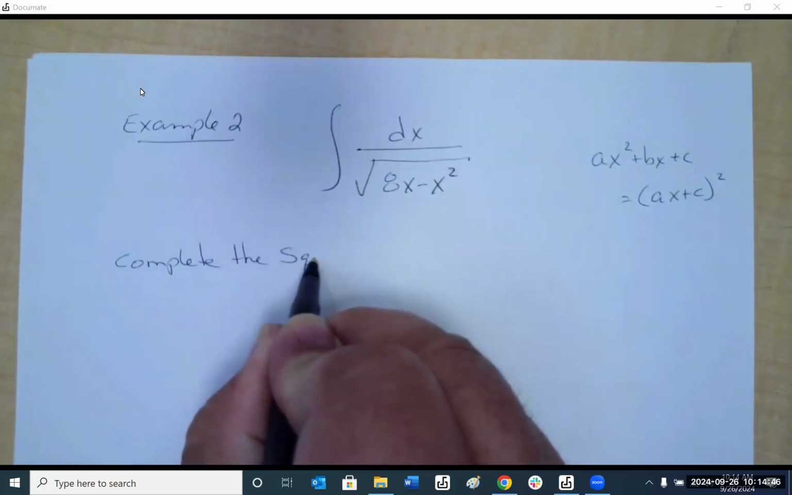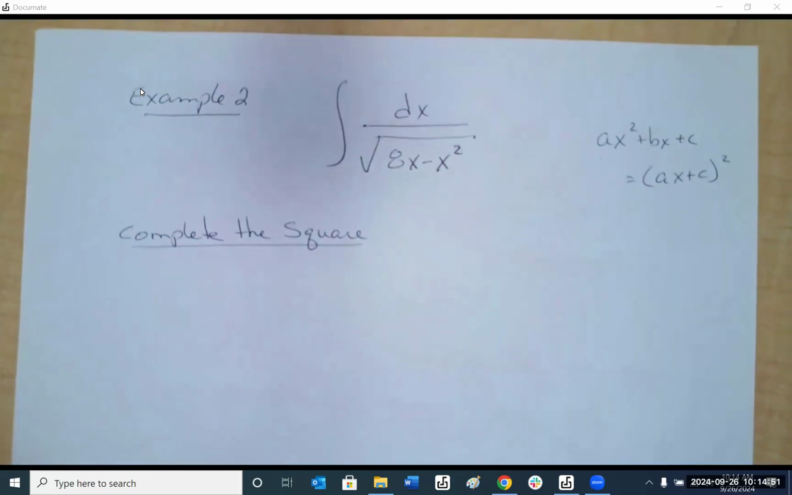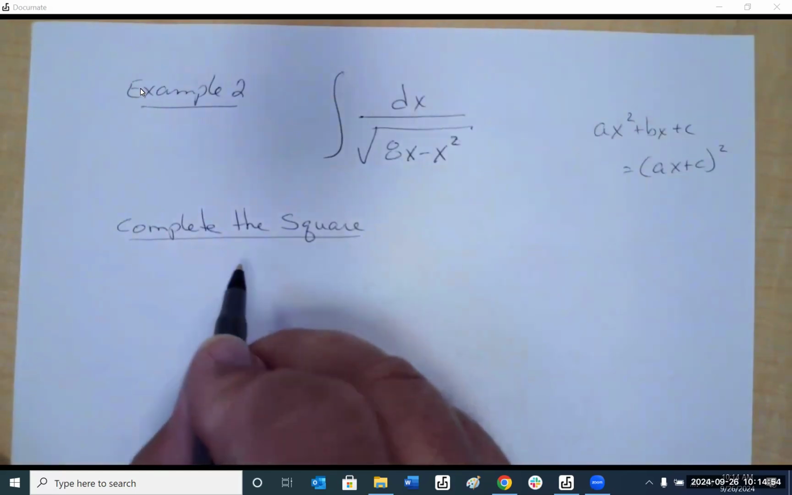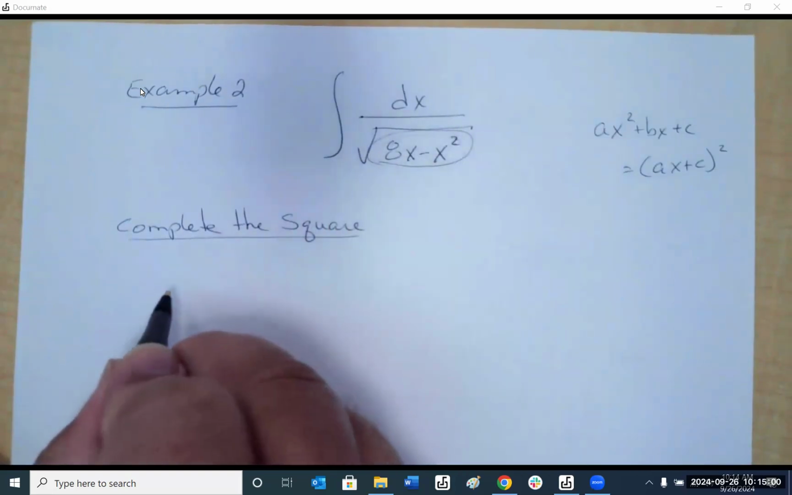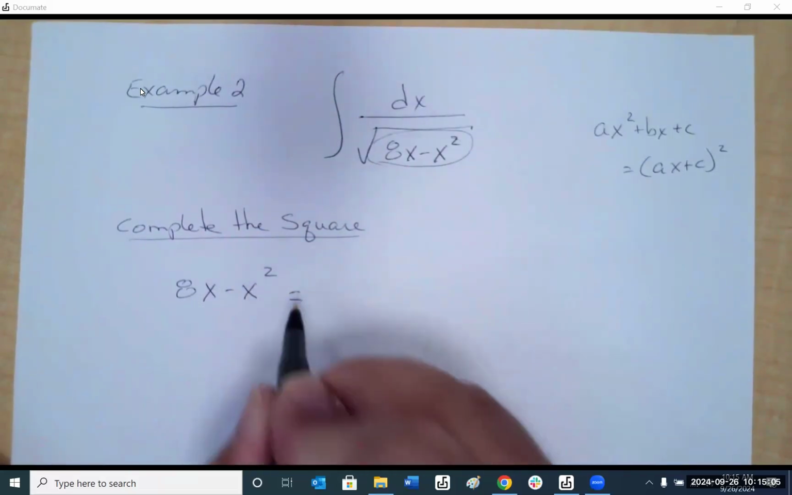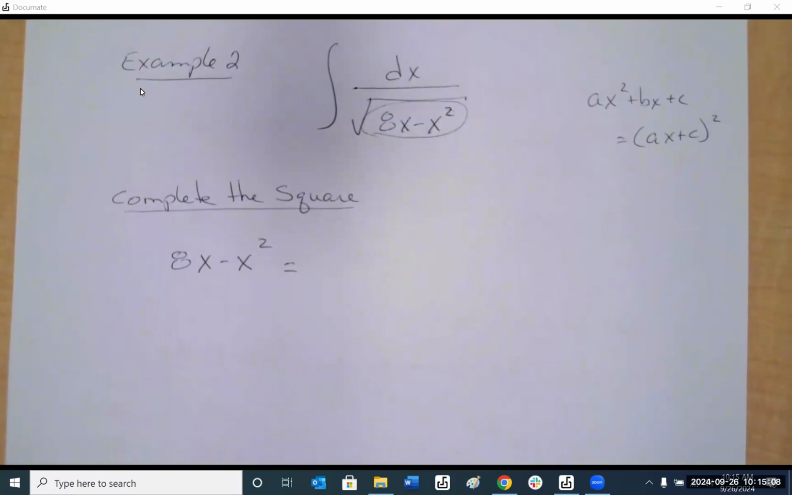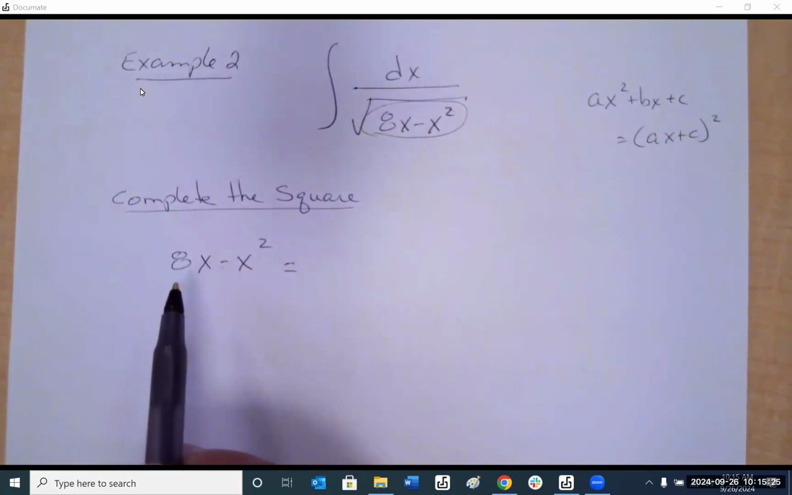How many of y'all remember how to complete the square? Okay, so let's look at this thing. We take the term we want to complete. We have 8x minus x squared. What's that graph going to look like right now, the way it is? What kind of graph is it? It's a parabola, but the leading term is negative, so it opens down.